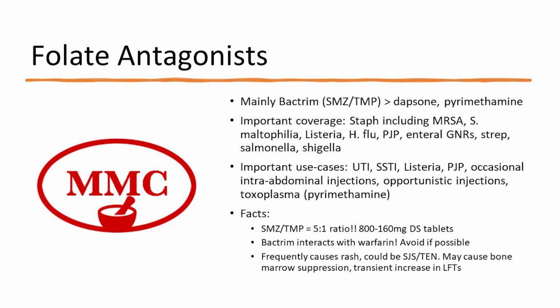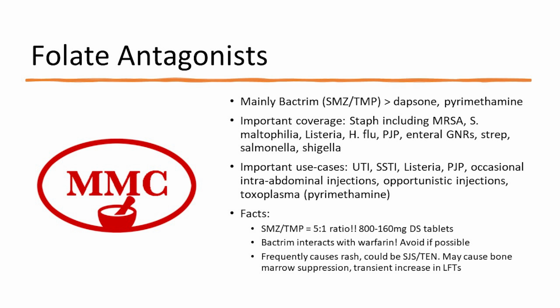It also covers Stenotrophomonas maltophilia, Listeria, Haemophilus influenzae, PJP, so that's Pneumocystis jirovecii, Enterobacterales, Strep, Salmonella, and Shigella. In terms of important use cases, you can use it for UTI, skin and soft tissue infections, Listeria infections, Pneumocystis jirovecii pneumonia, and occasional intra-abdominal infections, opportunistic infections, and then pyrimethamine can also be used for toxoplasma.